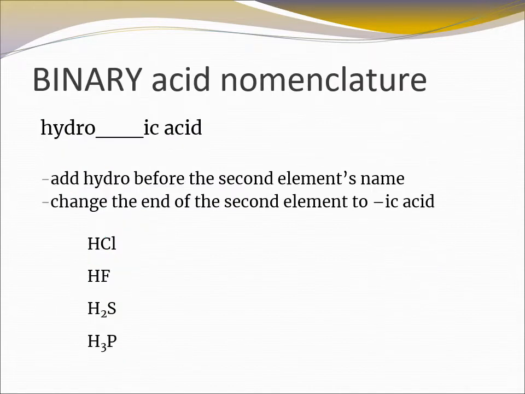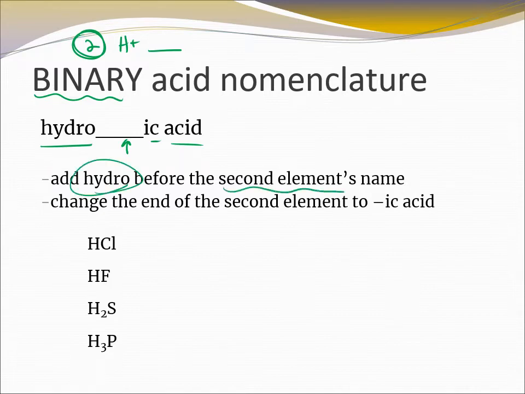We're going to look at naming binary acids first here. So binary acids, remember we only have two elements, hydrogen and something else. The rule is hydro-something-ic acid. We're going to put hydro before the second element's name. We're going to change the end of the second element to -ic acid.